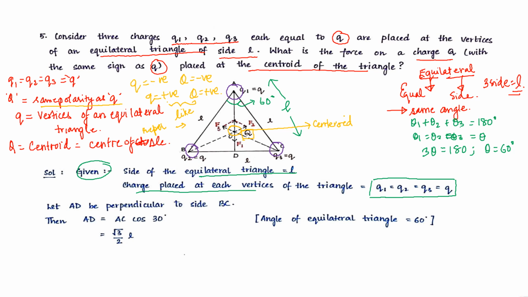Now we will draw one perpendicular bisector on BC from A. This is our A. From here we are drawing this line to D. This is perpendicular to BC. So using this perpendicular bisector, we have to find the length of AO, BO and CO.